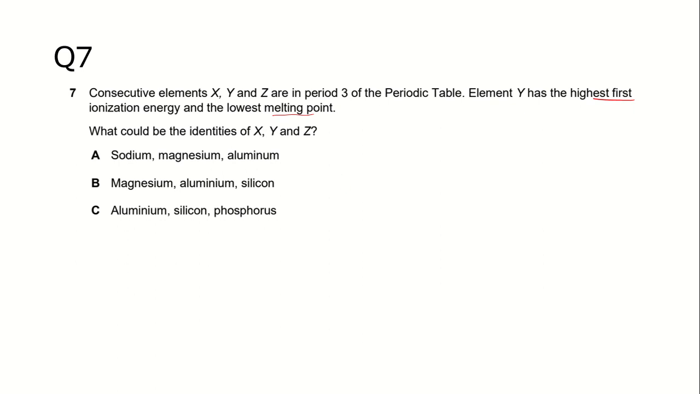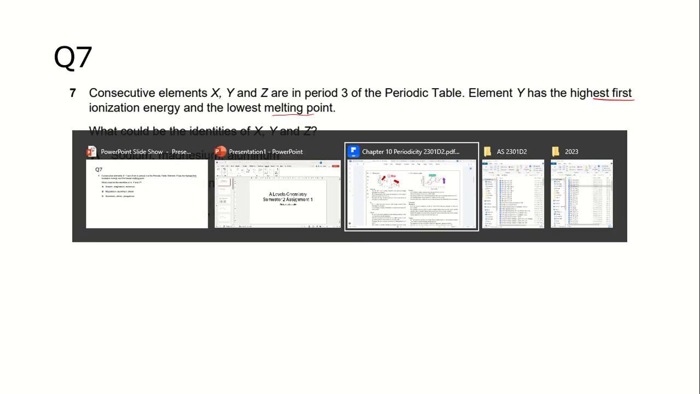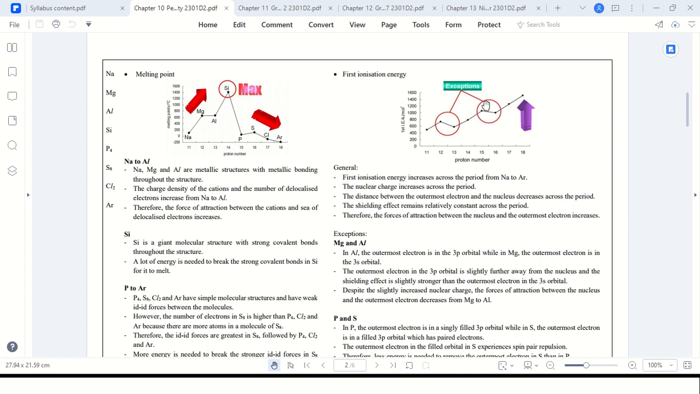Let's just look at the notes here. First ionization energy and also melting point. I have the graphs here. For first ionization energy, 11, 12, 13 is like this, then 14, 15, and 16. So it's generally increasing, with some exceptions. The exceptions will be between 12 and 13, and between 15 and 16. So that will be first ionization energy.